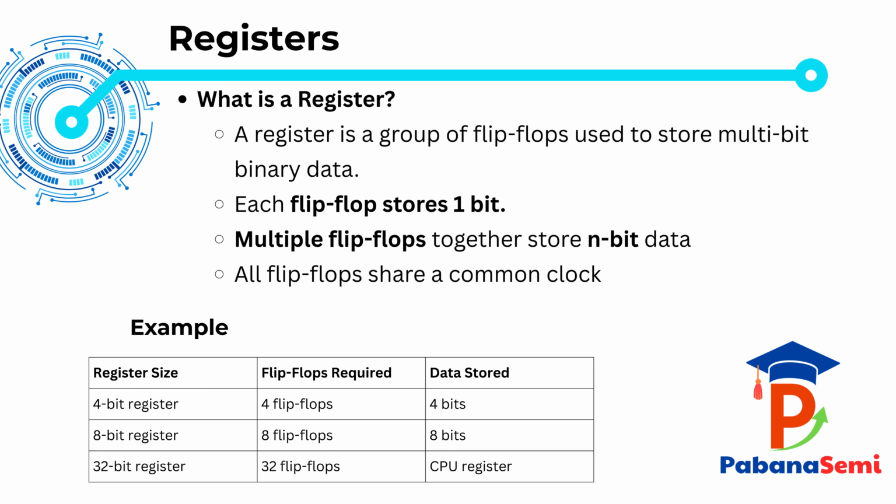Another important point is that all flip-flops in the register share a common clock signal, which allows them to update their stored data simultaneously. For example, a 4-bit register requires 4 flip-flops and can store 4 bits of data. Similarly, an 8-bit register uses 8 flip-flops to store 8 bits. In larger digital systems, such as processors, we often use 32-bit registers, which require 32 flip-flops to store 32 bits of data.